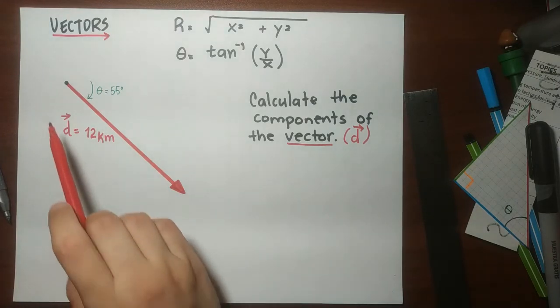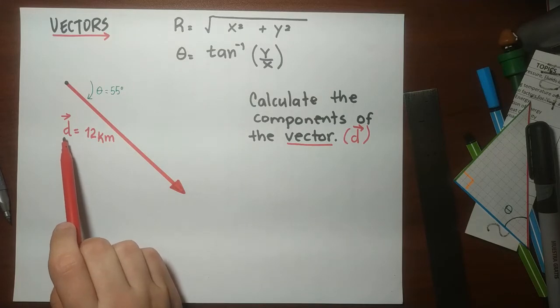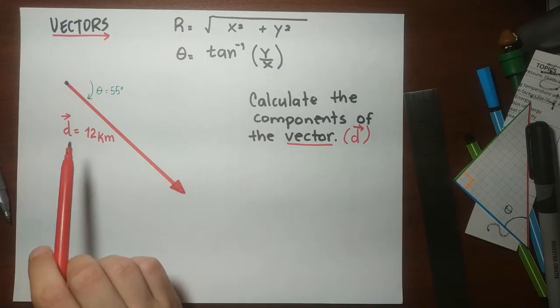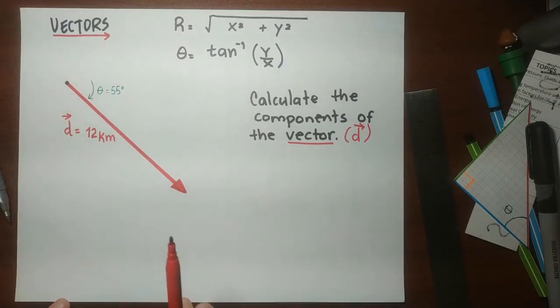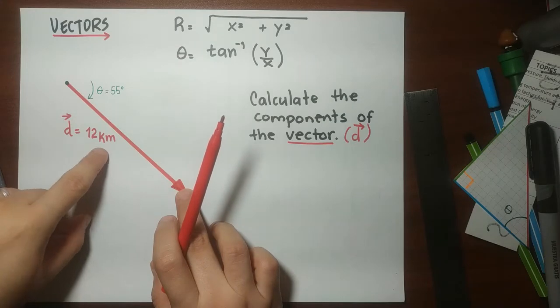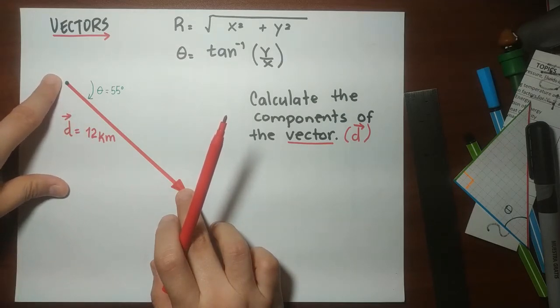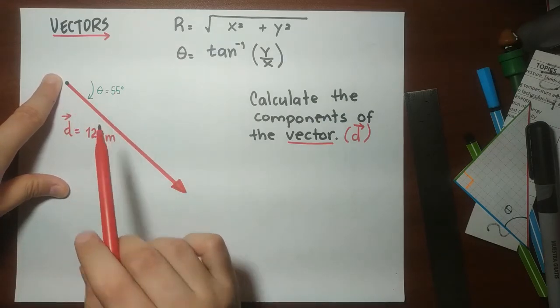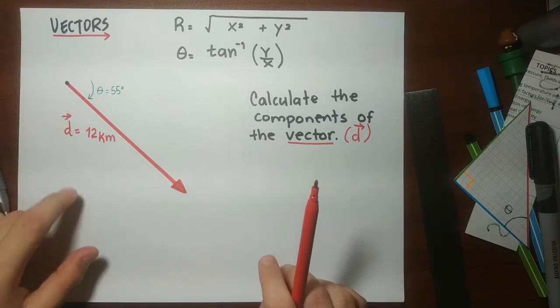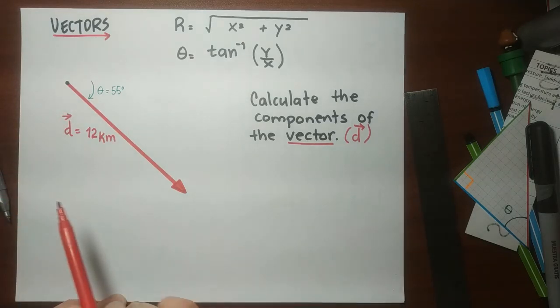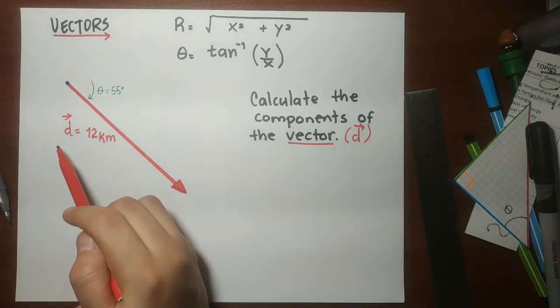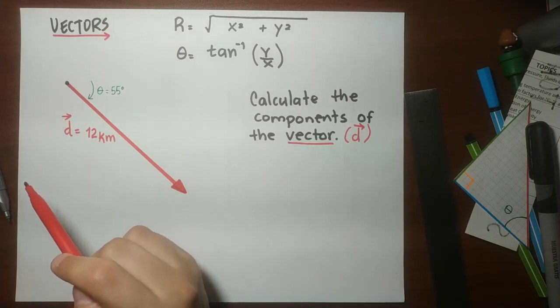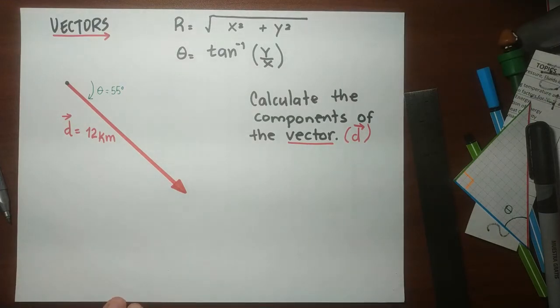Now let's take a look at this example. We have a vector called d. I know this is a vector because it has a size of 12 kilometers and it has direction. Remember, those are characteristics of a vector. Now in this case, this vector has a name. It's called d. D for displacement.